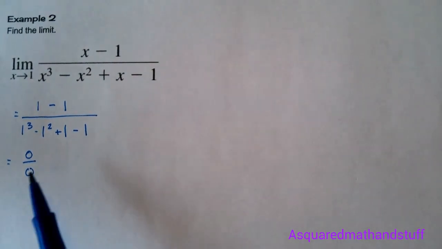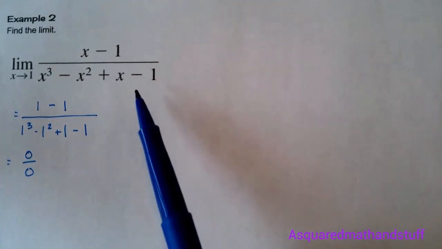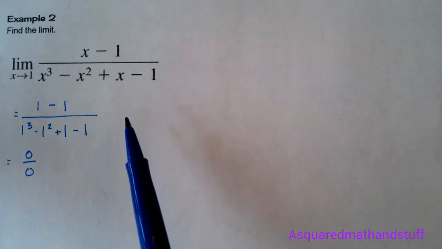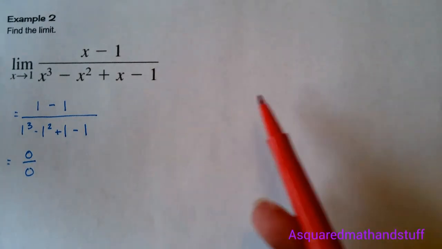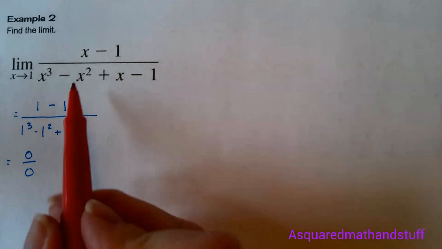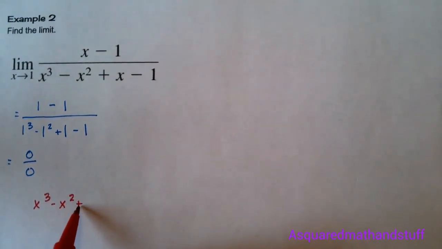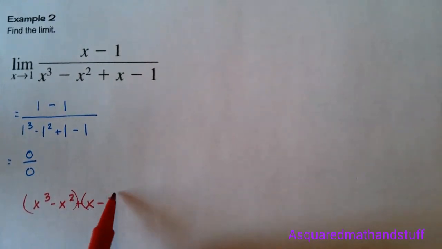Again, this is the clue. It's the indeterminate form that we want to factor and simplify. So this time we're going to factor the denominator, and I'm going to factor by grouping. So let me go ahead and just factor that over here on the left first before I go ahead and start calculating the limit. If we take a look at x cubed minus x squared plus x minus 1, we can factor this by grouping.